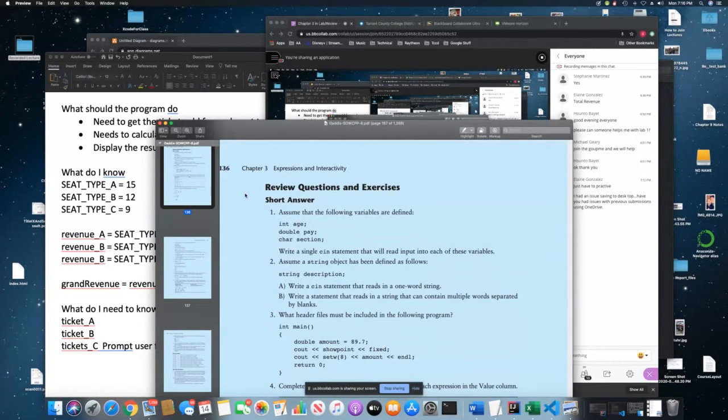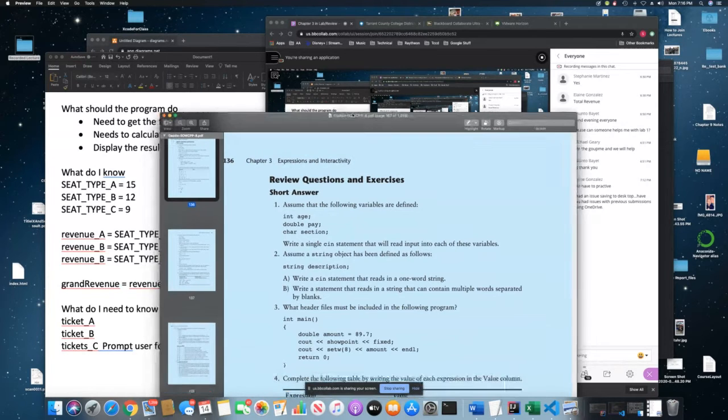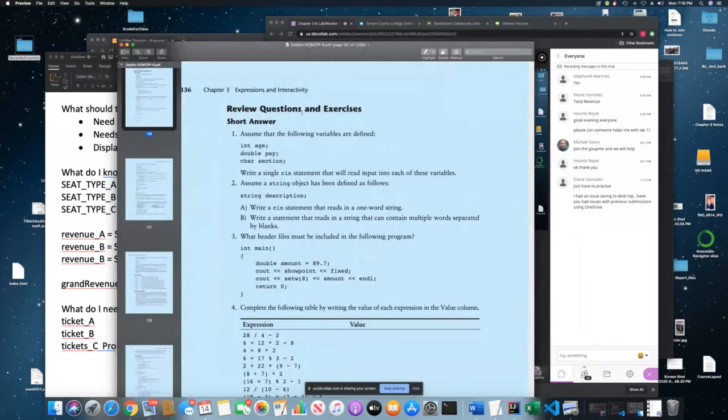For some of you, I know your mics are not working, but I want you to answer in your chat. For this question, assume that the following variables are defined. Write a single cin statement that will read into each of these variables. You don't have to give me the cout in the chat message. How would you write that?